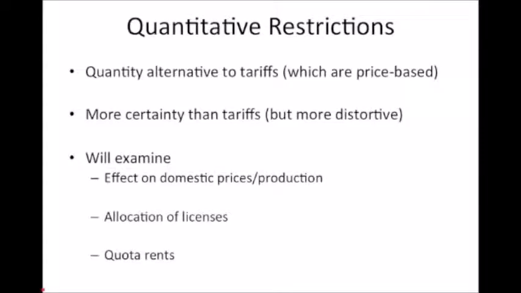And another important aspect that's going to be associated with these licenses is a concept called quota rent, which we will introduce in just a few moments.